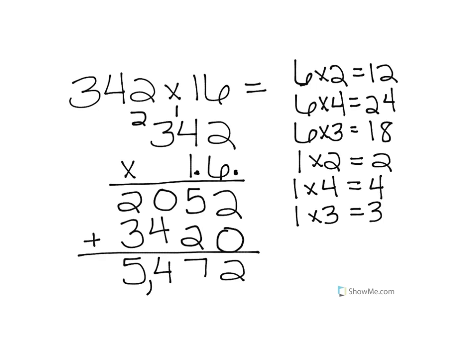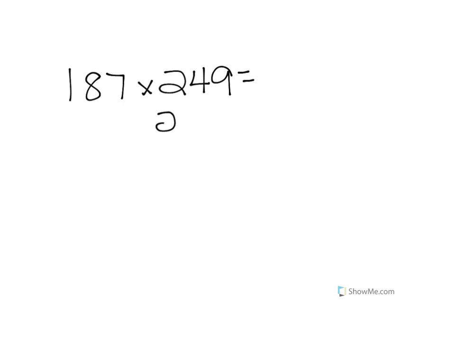Let's try it with 2 3-digit numbers now. Let's say that I have 187 times 249. I'm going to stack them up so the ones line up, the tens line up, and the hundreds line up. Since both of these are 3-digit numbers, it doesn't really matter to me which one is on the top. So I'll go with 249 on the top.